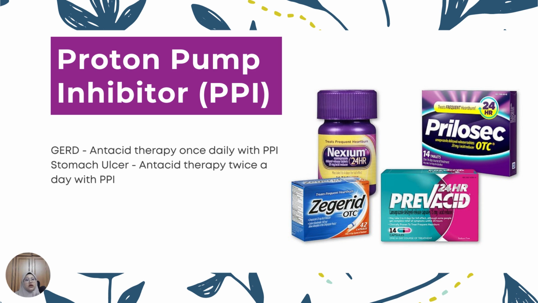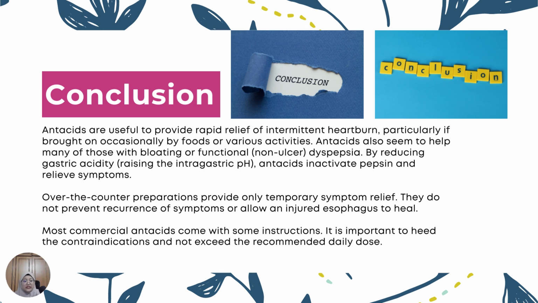So next is proton pump inhibitor also. For GERD, antacid therapy once daily with PPI. For stomach ulcer, antacid therapy twice a day with PPI. Here are example medicines for PPI: Nexium, Zegerid, Prevacid, and Prilosec. If I am not mistaken, these are all OTC products.